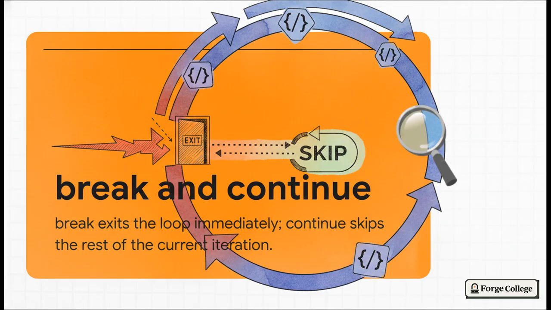Continue, on the other hand, well, that's your skip button. Let's say you're processing automated payouts, but you hit an account that's flagged or suspended. Calling continue just skips the rest of that specific iteration and moves straight on to checking the next account. Both of these are just brilliant tools for saving precious computation time and ultimately keeping your contracts efficient.